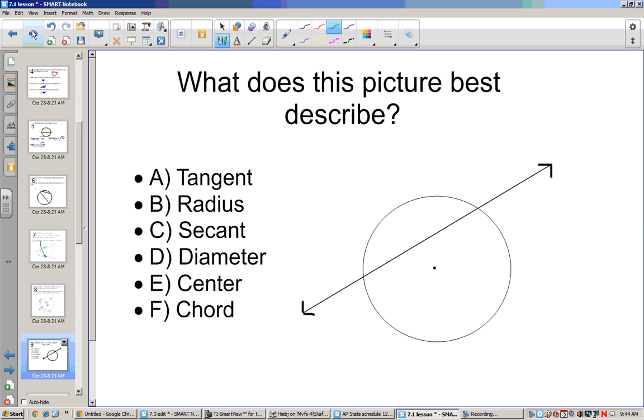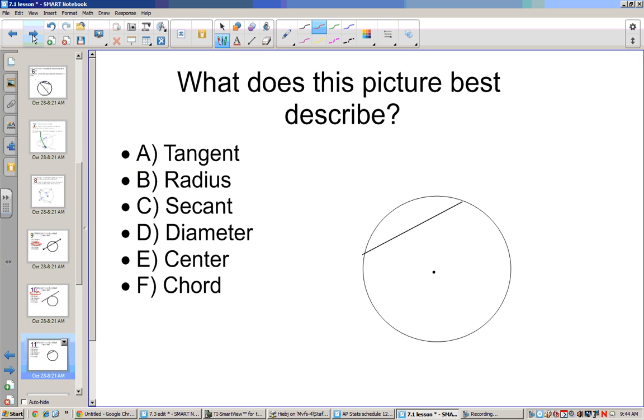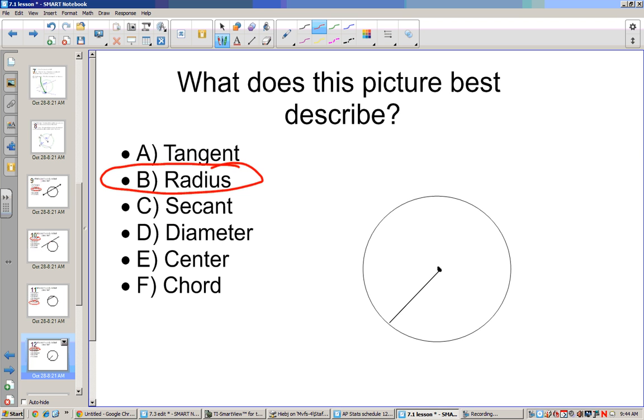All right, so we're just going to buzz through some of these real quick. This describes a secant. This one, it just touches at one point, so that is going to be a tangent. This does not continue forever, so that will be a chord. This is also a segment, and it's just half the distance, so that would be a radius.